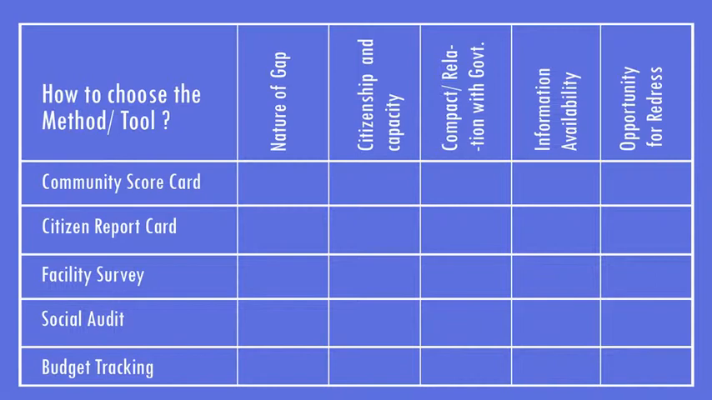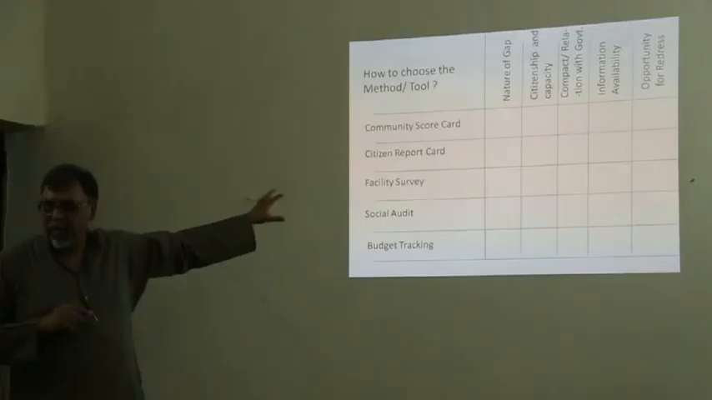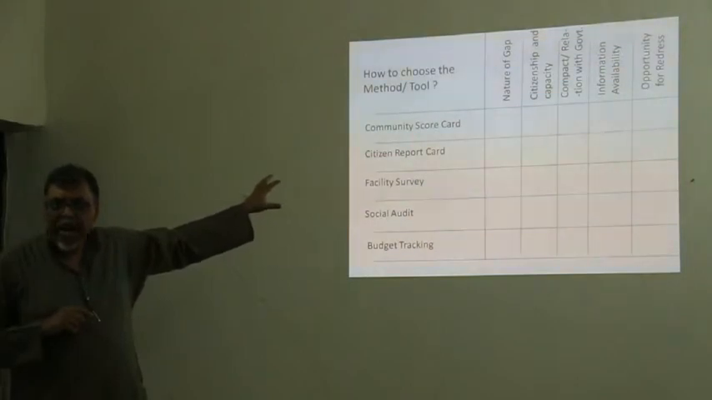However, if you want to do a community scorecard, you don't need so much government data availability. You need probably citizenship and voice. Whereas for citizen report card, the facilitator needs to be the most strong. So depending upon what you want to actually see, where is the nature of the gap? Is it a budgetary gap? Is it an efficiency gap? Is it a lowest level service delivery gap? In order to understand that, this matrix may be helpful for us to find the appropriate tool.